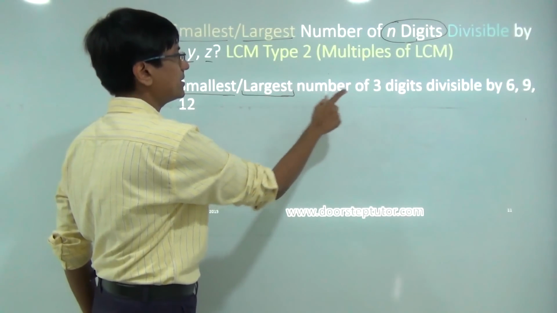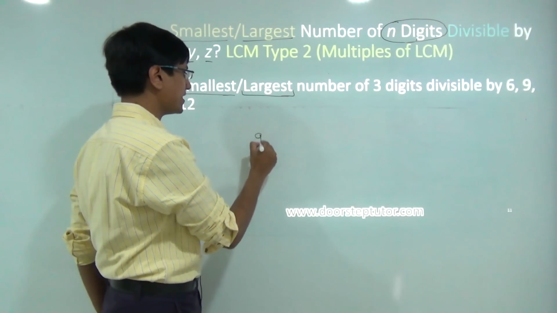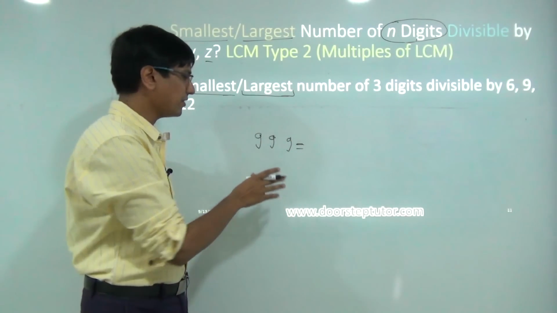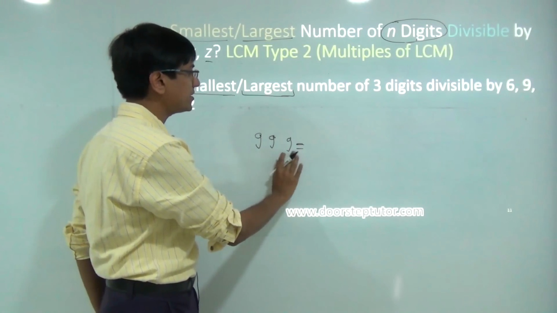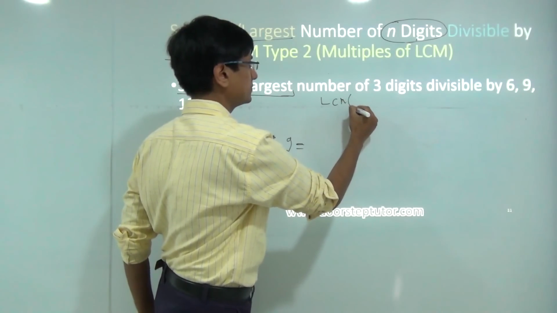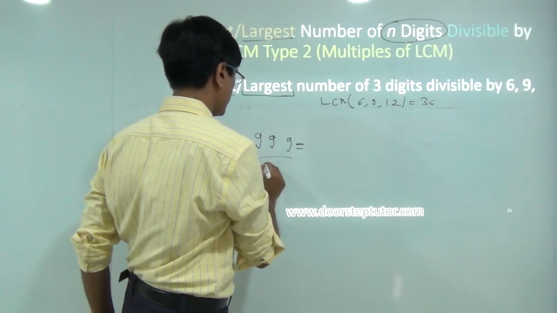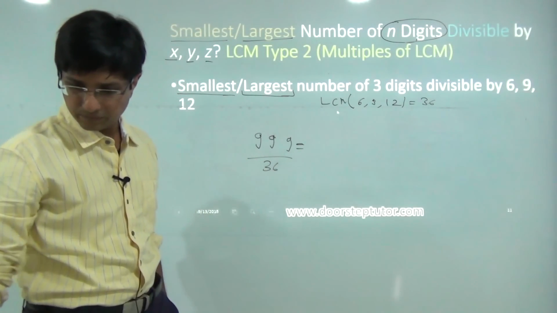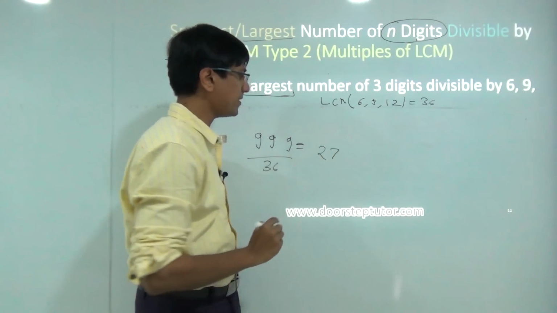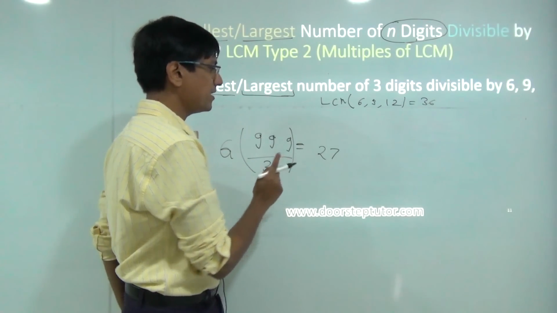What is the largest number of 3 digits which is divisible by 6, 9 and 12? What is the largest possible number of 3 digits? Let's write that down. 999. This is the largest 3-digit number. After that comes 1000, which is a 4-digit number. Let's try to divide this number by the LCM, which is 36. The result is 27. So 27 is the quotient of this division.